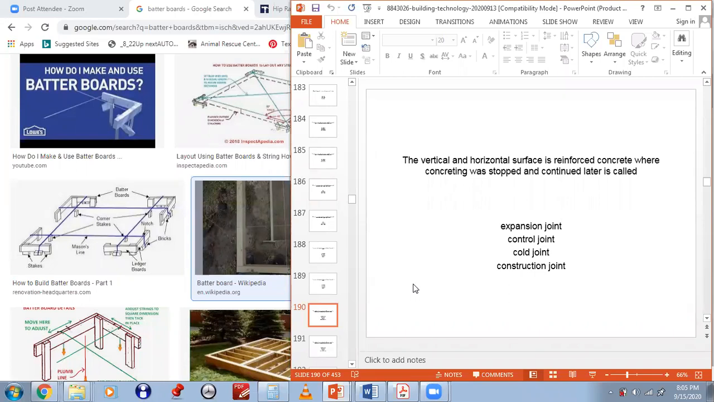What about this? The vertical and horizontal surface is reinforced concrete, whereas concrete was stopped and construction joint. It's not a control, it's not cold, it's not expansion, because we discussed those three already, right? What did you say? Construction, right? Yes.